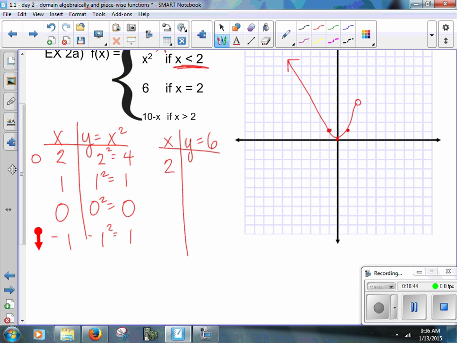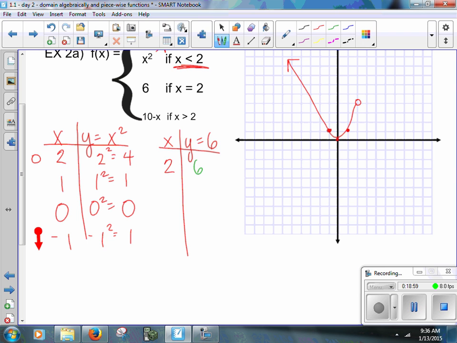I'm going to plug 2 in, right? Can I plug 2 in? Why not? There's nothing there to plug into. So what's your y value? Oh, how do you know? Because it says it.